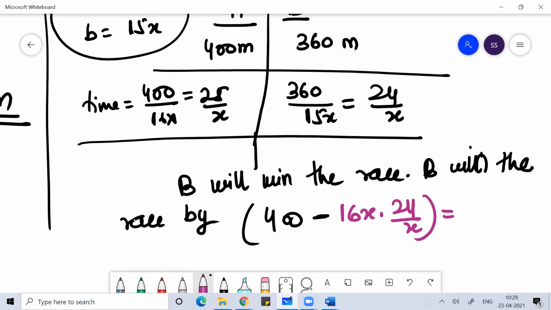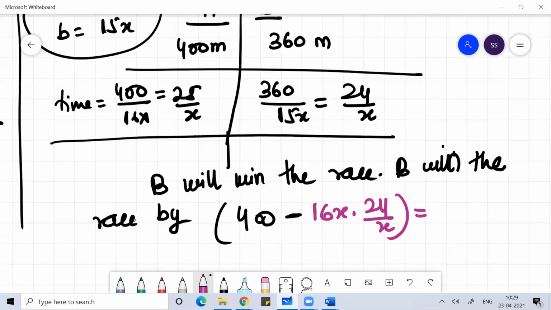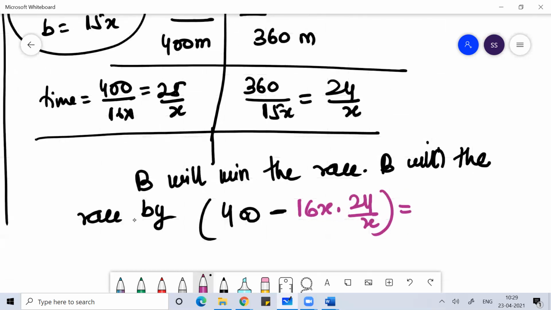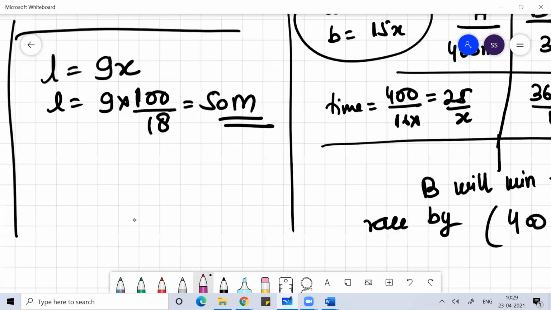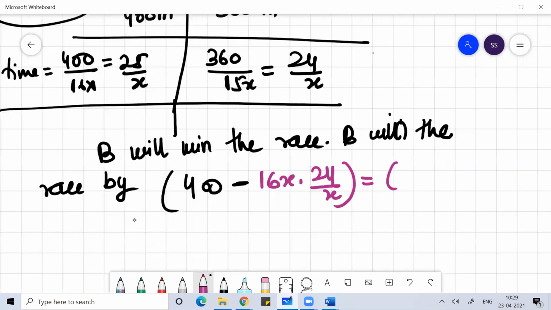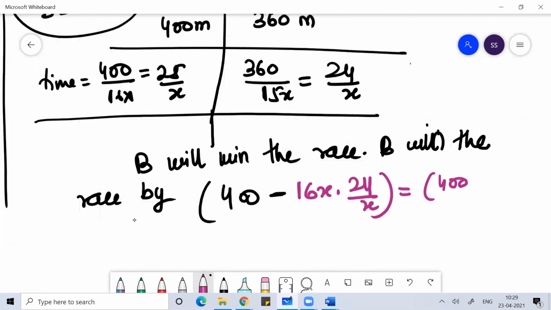You can understand this. So 16 into 24, you'll get, I think, 384. 16 fours is 64, then 384. So this is 400 minus 384. So B will win the race by 16 meters.